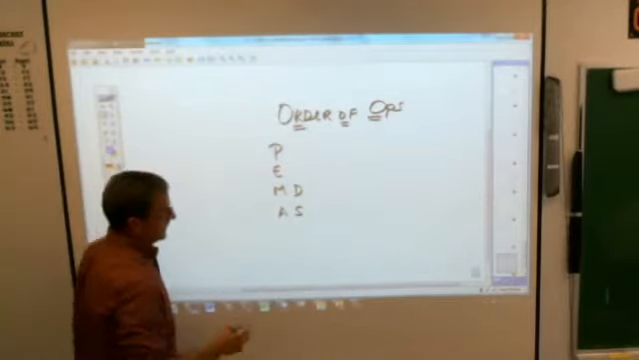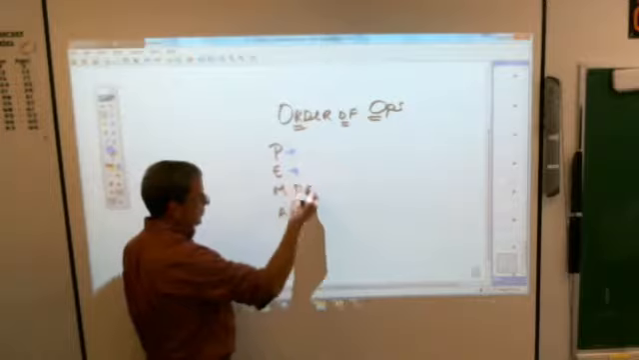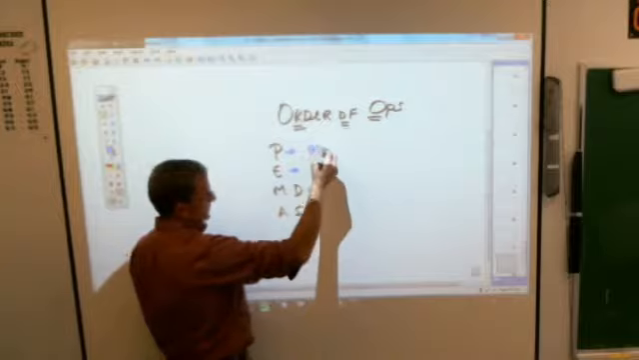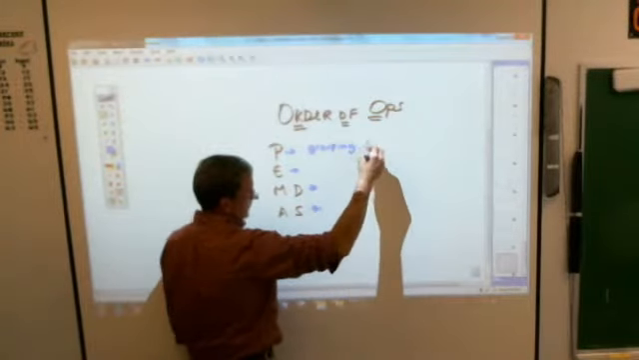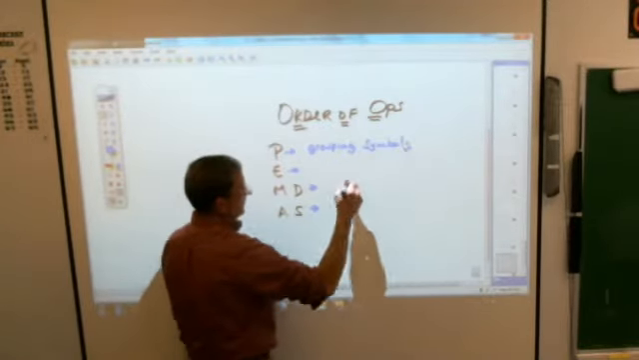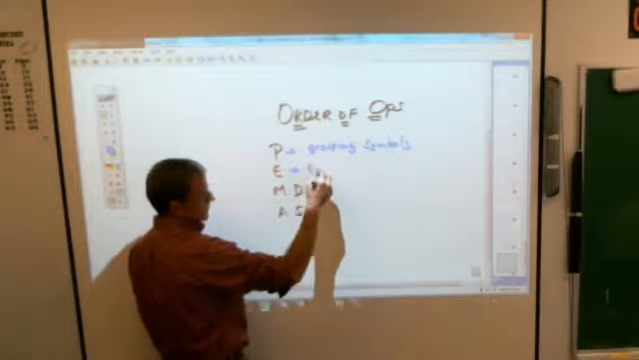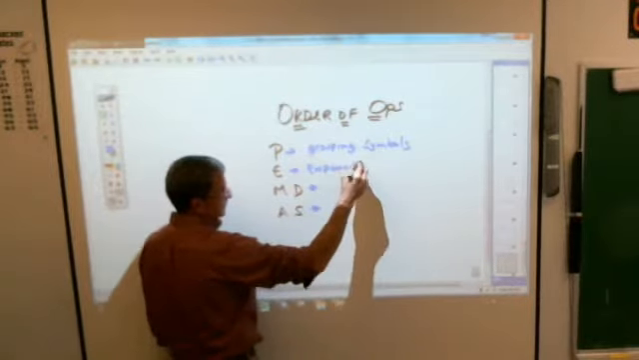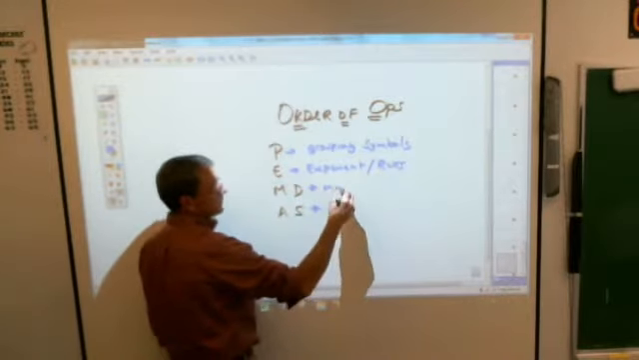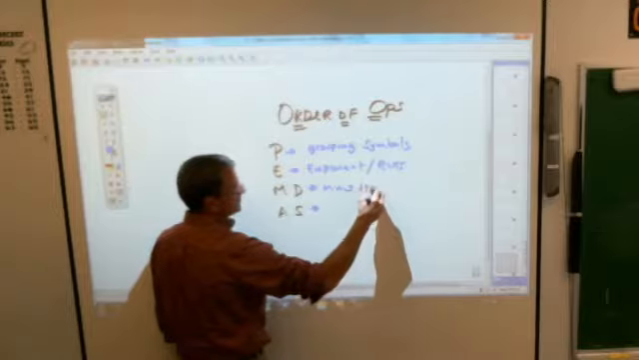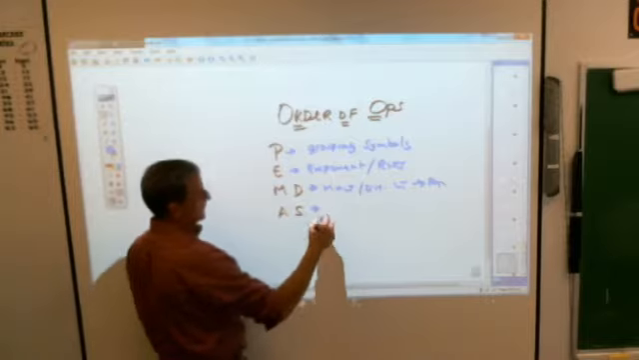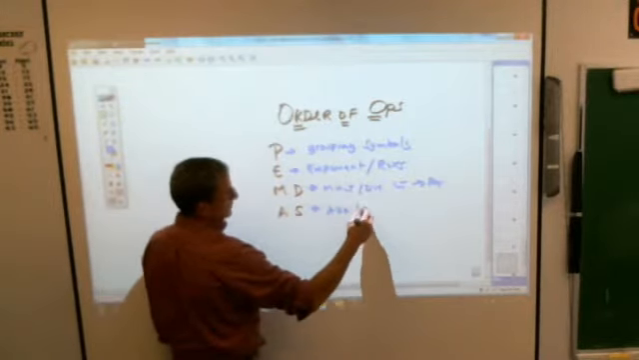Not to beat the proverbial dead horse, but order of operations, which is on the wall over there, falls in this order. Parentheses, which are grouping symbols. They don't always have to be parentheses, they could be brackets, braces. E stands for exponents and roots. M and D are multiplication and division, and make sure you put from left to right. You know this is old stuff. And then addition, subtraction, from left to right.